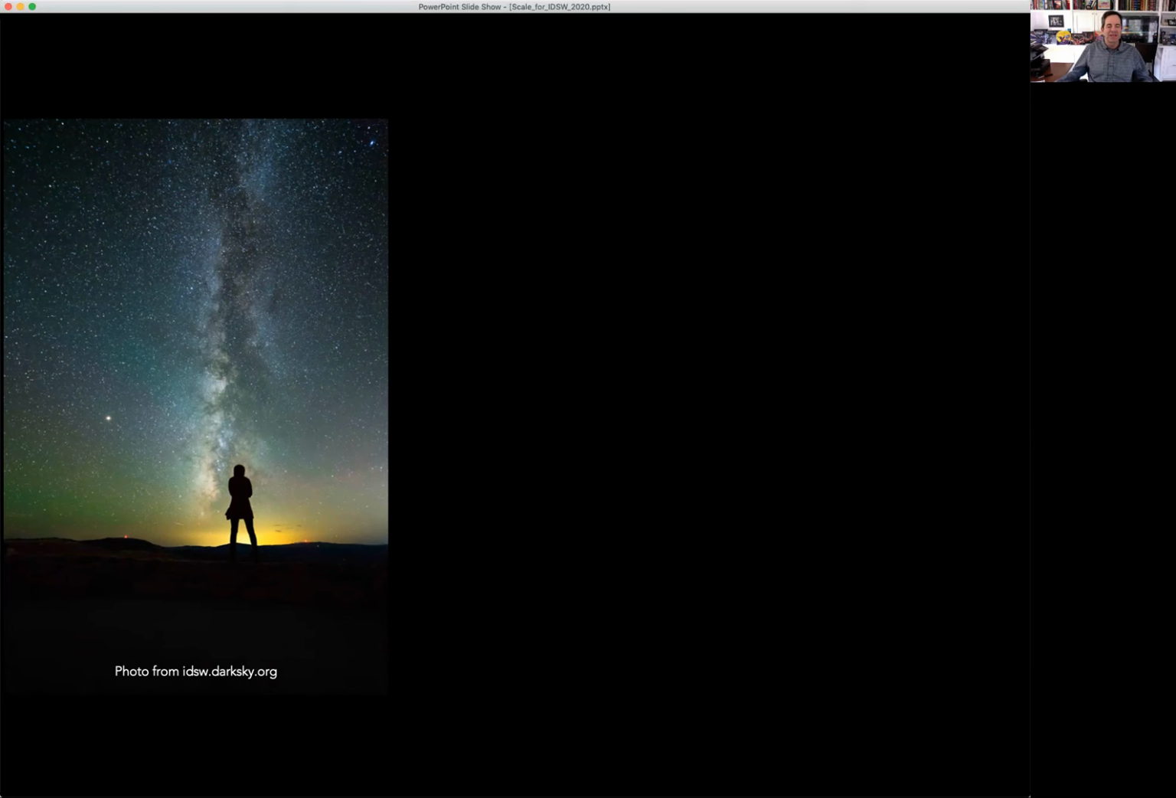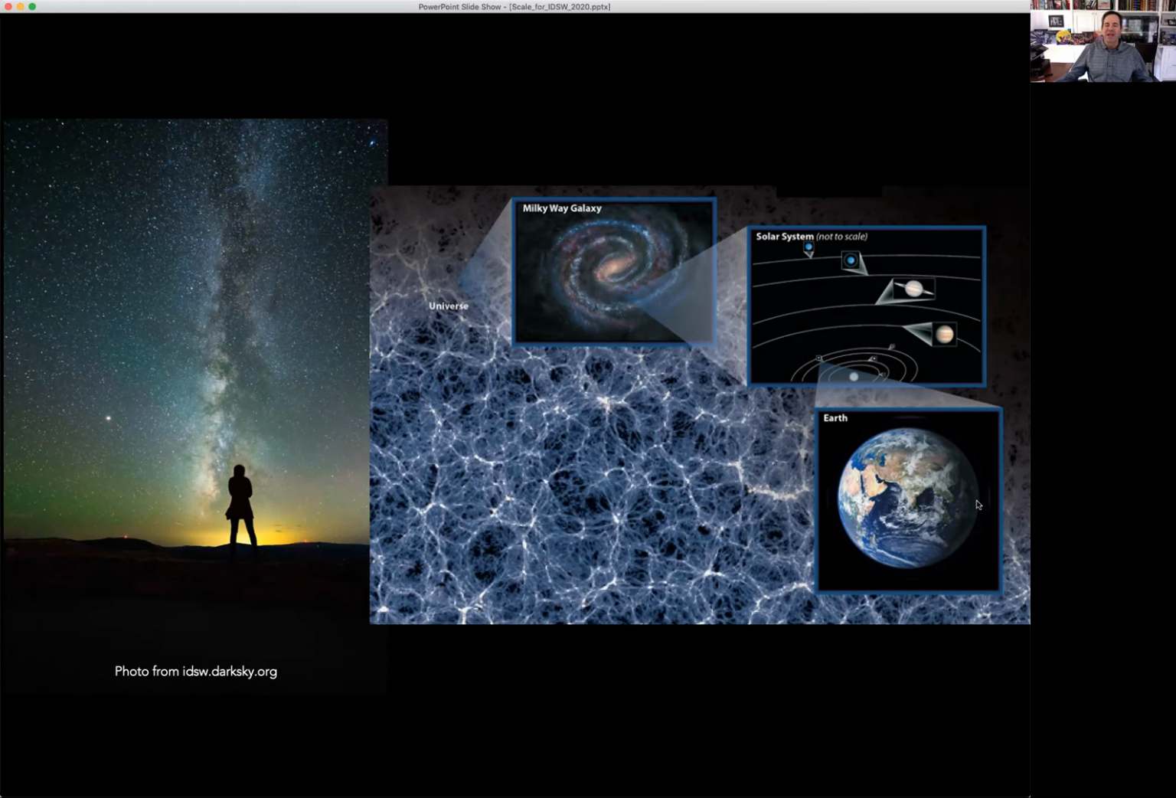Now, I think most of you are well aware that we live on a planet called Earth that is part of our solar system. That is part of our Milky Way galaxy, which is part of the universe. The Milky Way that we see in the photo here is, of course, what we see from our location here in the Milky Way galaxy, looking out around us, and that's why it appears to take the shape of a circle going all the way around the sky.